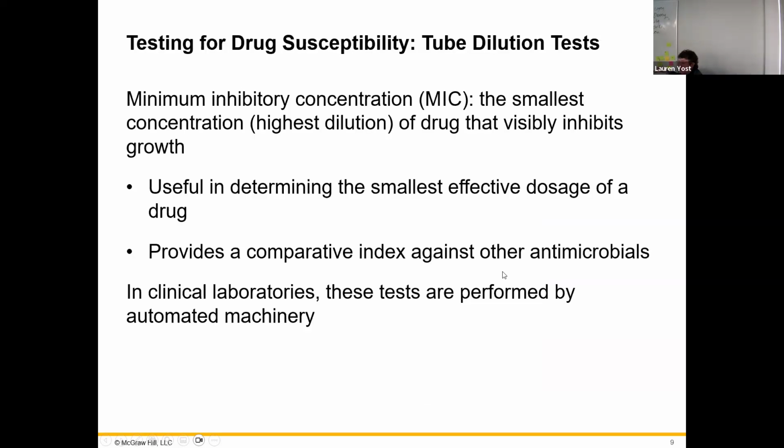And so that concentration, that's the minimum amount needed in order to control the growth, which we can calculate from that E-test on the strip itself, or we can use our zone of inhibition and measure that. That's called the minimum inhibitory concentration. That's the minimum concentration of that drug needed to control the infection. All right, so this is going to be useful in determining the smallest effective dose.